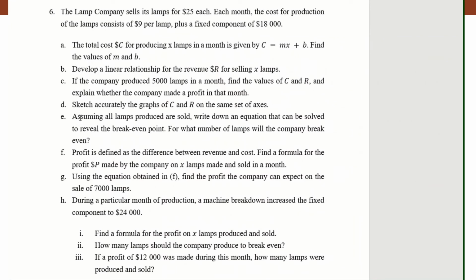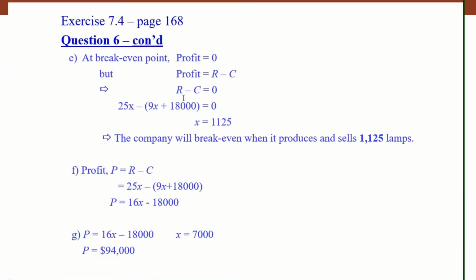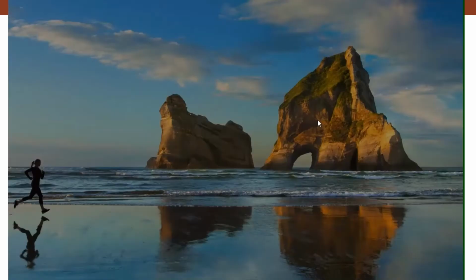Okay, assuming all lamps produced are sold, write down the equation that can be solved to reveal the break-even point. For what number will they break even? So how to break even? Okay, R minus C will be equal to 0, or you just take R equals C. All right. You get x equals 1125.